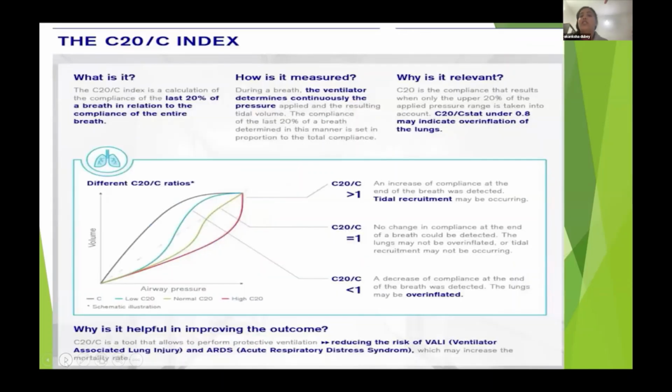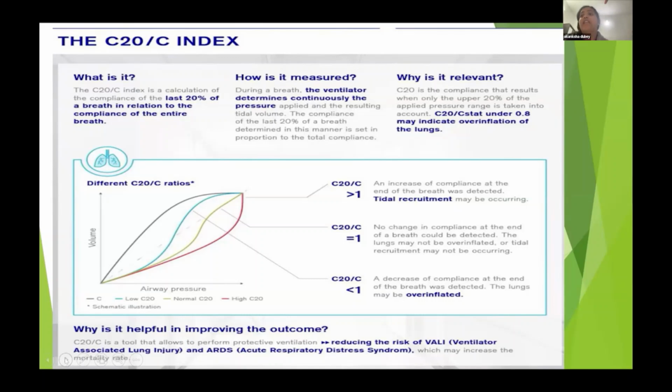Next, please. Now coming to the C20 by C index, this is an advanced ventilator dynamic. It is an index basically. What is C20? C20 is the compliance of the last 20% of the inspiration. So let's look at the inspiratory curve on the lower side. When we calculate the compliance of the last 20% of inspiration, that is C20. And when it is divided by the whole compliance of the inspiration, that is the C20 by C index.